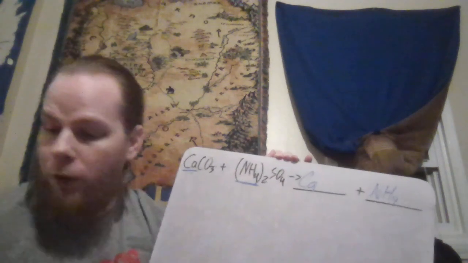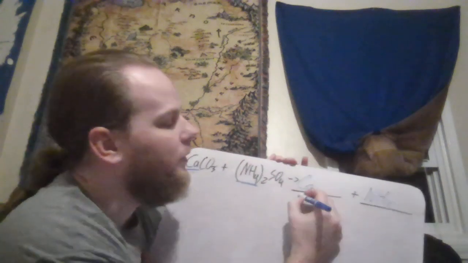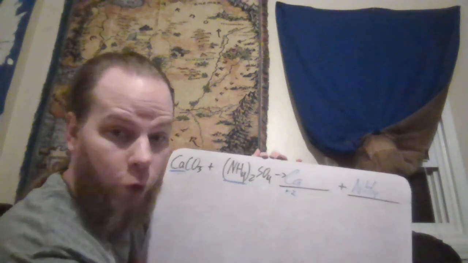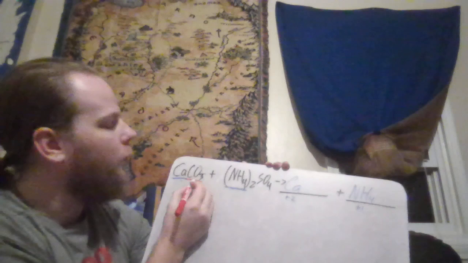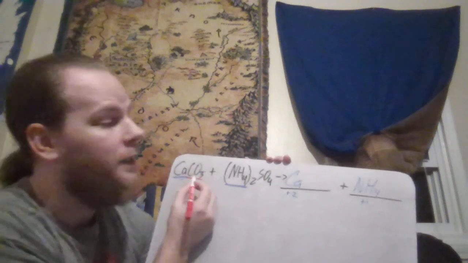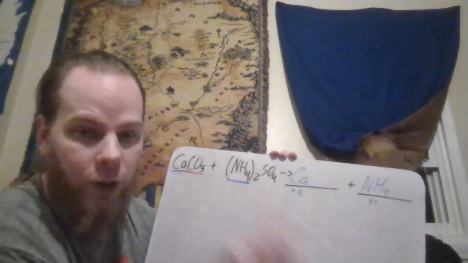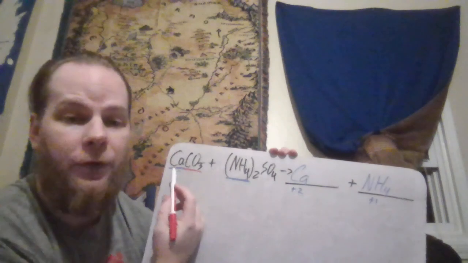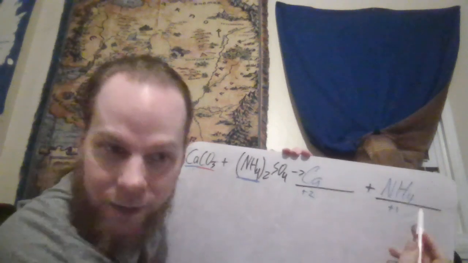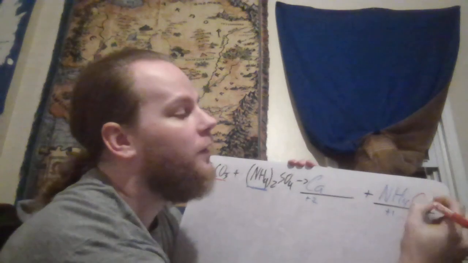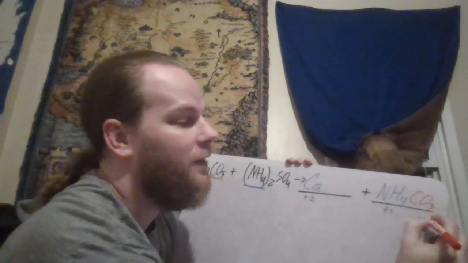Okay, Ca, oh, I forgot to write the charges. Ca has to be +2 because it's in group 2. Ammonium is +1, which you find out by looking at your polyatomic ion list. Then we have CO3, which is a polyatomic ion with a -2 charge. Currently it's bonded to calcium, so it is not allowed to bond to calcium again. It has to go over here. So CO3, and that has a -2 charge.